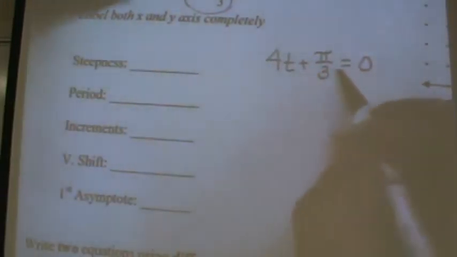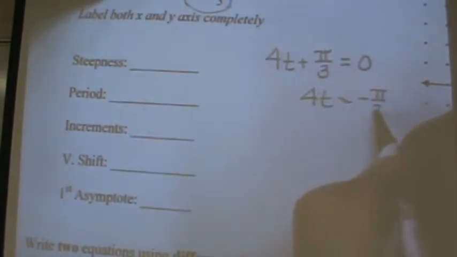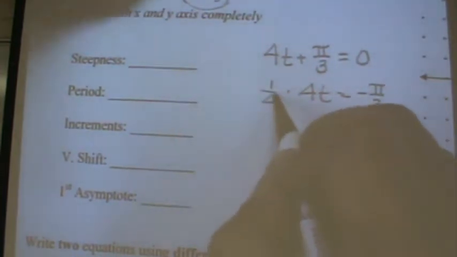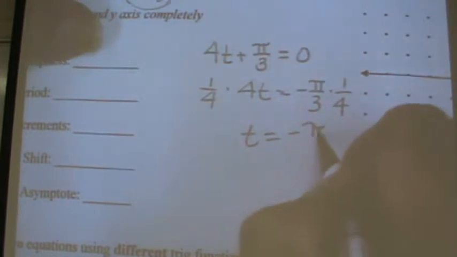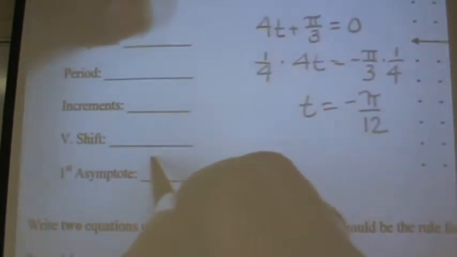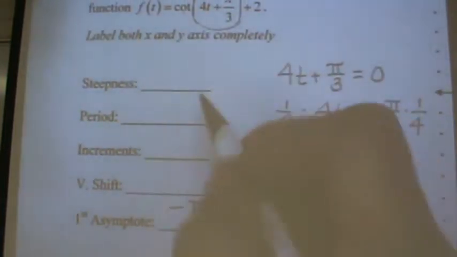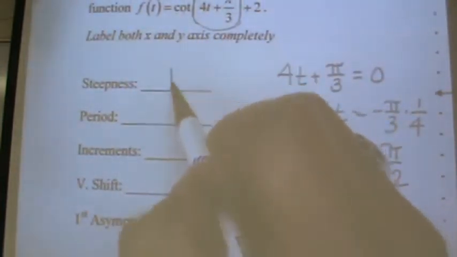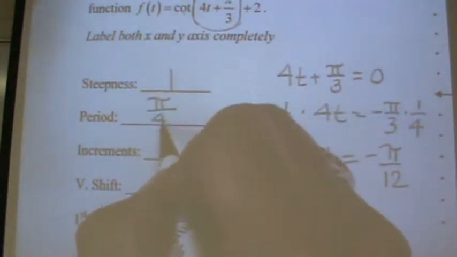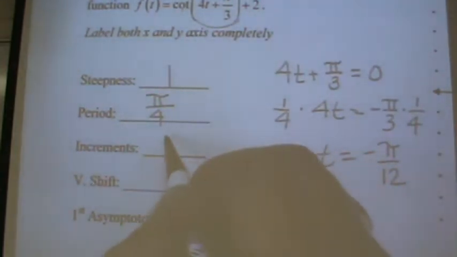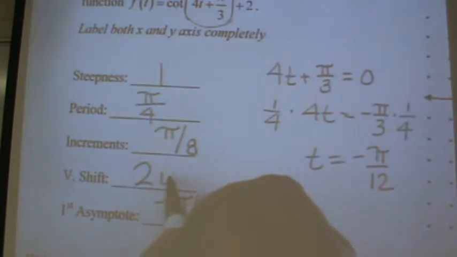Okay, so solve for t, subtract pi over 3 and divide by 4, or multiply by 1/4. So t is equal to negative pi over 12. That's your first asymptote at negative pi over 12. Now let's look at the rest of the stuff. The steepness is 1. Your period is going to be pi over b. b is 4. Cut this into 2 parts, so pi over 8 again. And the shift is 2 up.